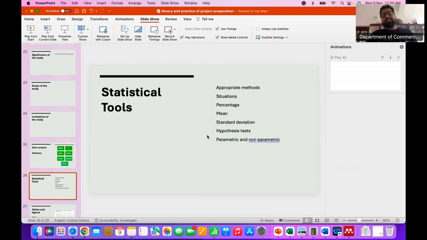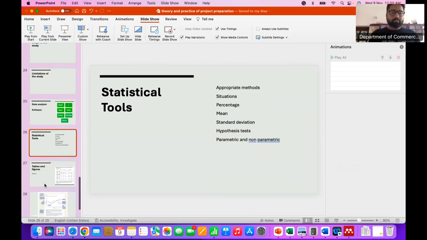There are statistical tools available, so use the appropriate tools. Some of the students, you know, use only percentages in the master's project and so on. This is not fair. You can use the appropriate tool, as percentage analysis is not strong enough. You can use the arithmetic mean, the correlation, or regression types of analysis, which will be helpful.